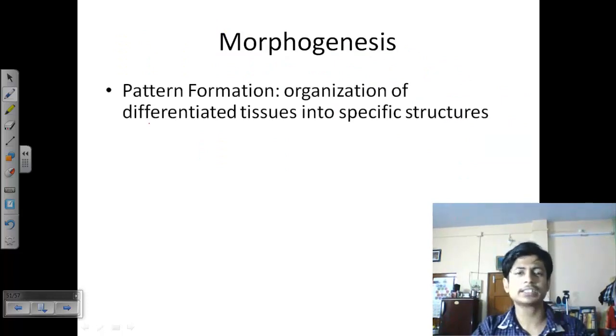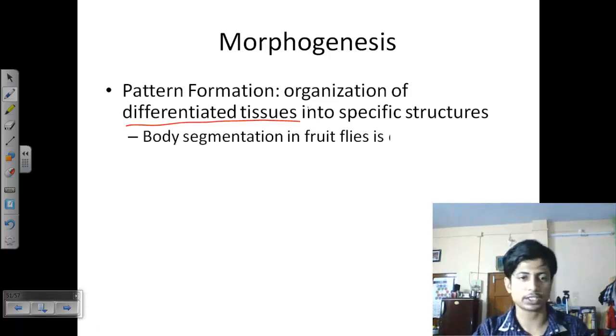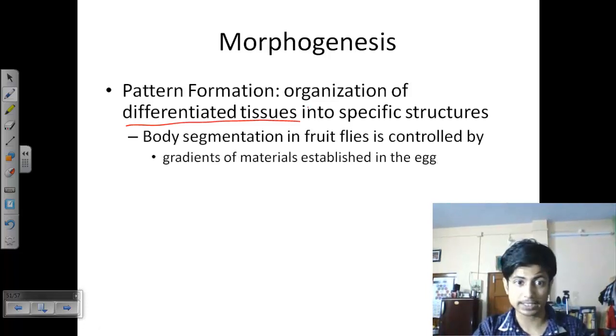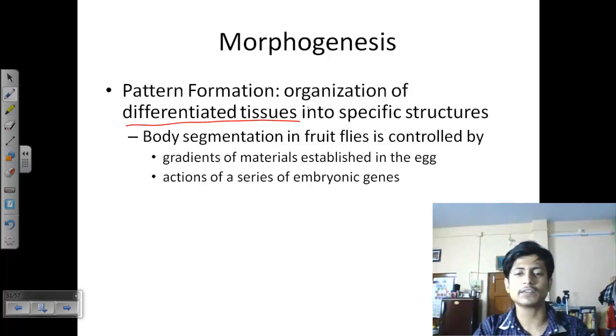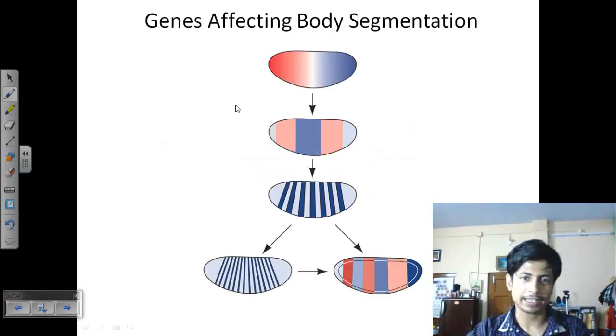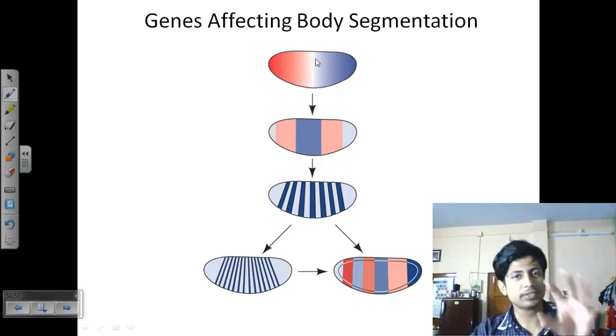So see, morphogenesis contains pattern formation, and the organization of differentiated tissues, so that's what I talked about. Morphogenesis occurs after the gastrulation phase, when all the tissues are already differentiated, and then they produce the specific structures. For the body segmentation in fruit flies, the gradients of materials established in the egg and the actions of a series of embryonic genes finally turn themselves into the specific structure. For example, in the fruit fly, there are different segmentations of the body. You will see in case of insects, multiple segments of body like head, thorax, and the abdomen. So these are the three major segments.